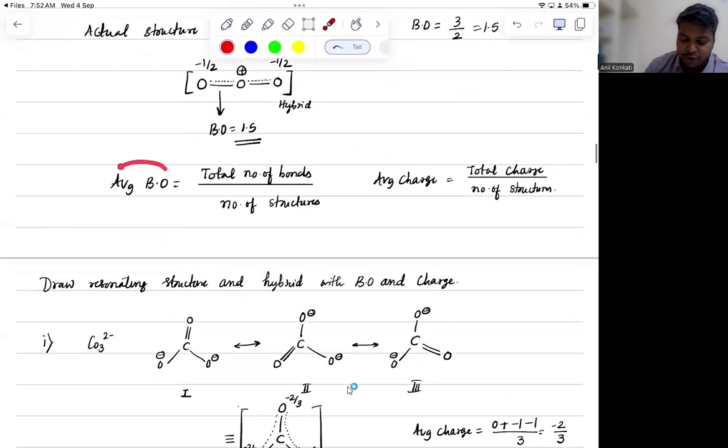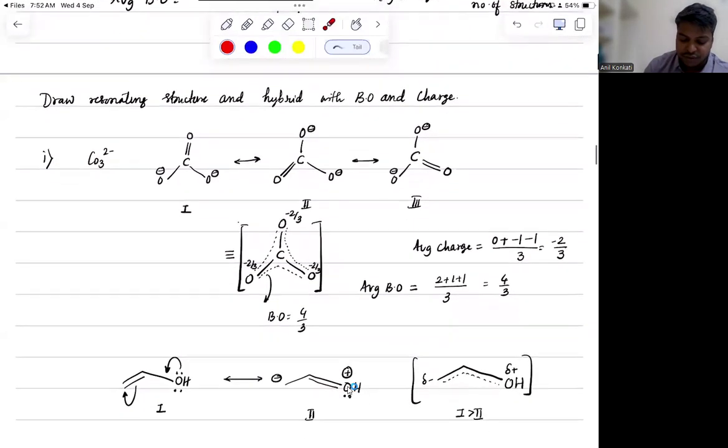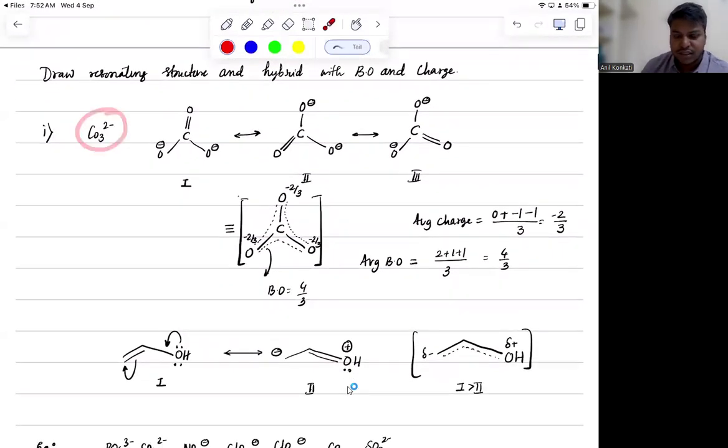Generally, average bond order will be equal to the total number of bonds divided by the number of structures. And the average charge is equal to the total charge divided by the number of structures. For example, if you notice CO3 2 minus, CO3 2 minus has three canonical structures and this is the hybrid for carbonate.